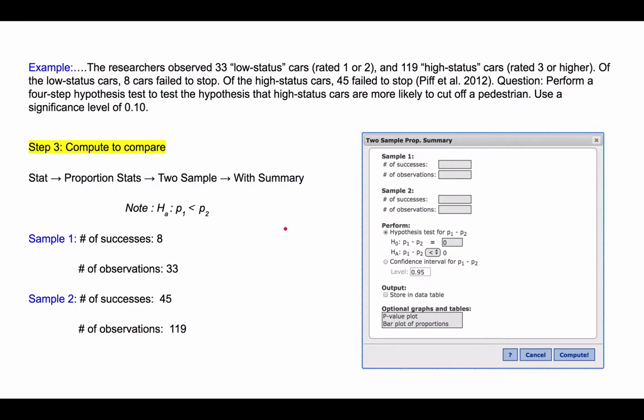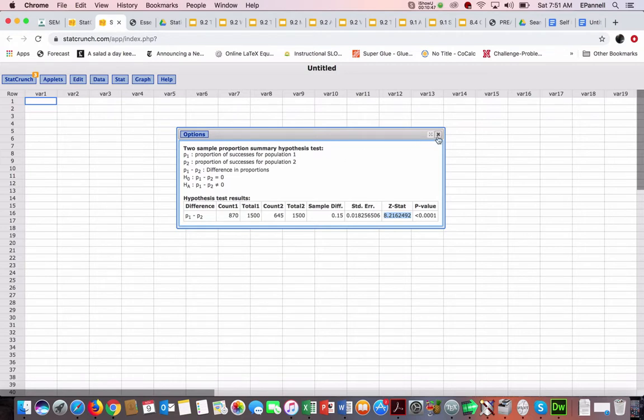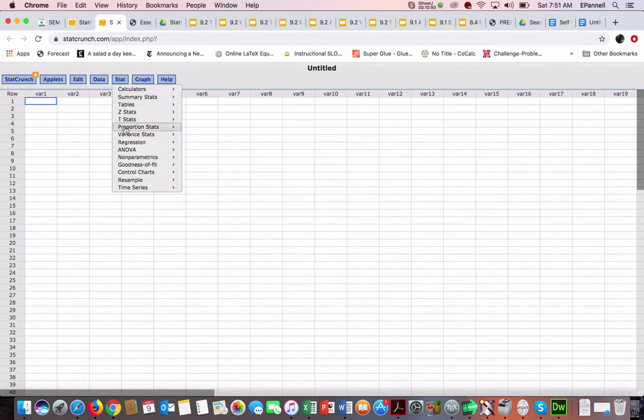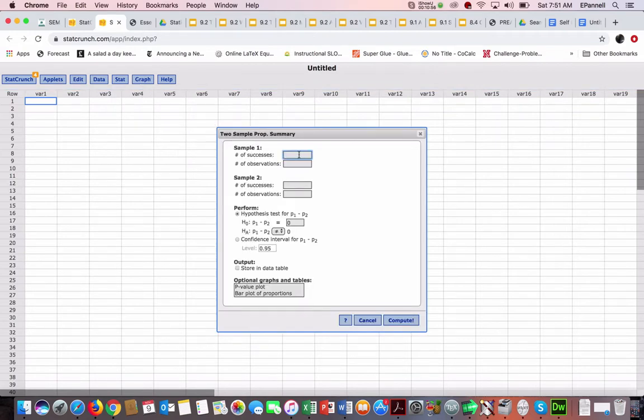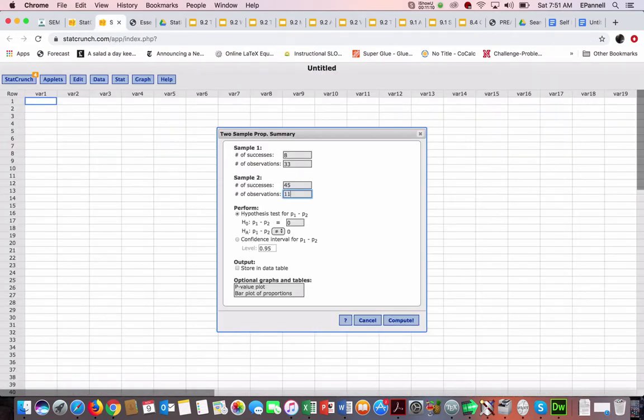Okay, so let's go into StatCrunch and actually plug all this stuff in. So we go, this is from the last video, we go Stat, Proportion Stats, Two Sample with Summary. And we do 8, 33, 45, and whatever that last number was, let's double check, 45 and 119. Okay, and then we don't have to ever change this one for what we're doing right now, but we need to change this box to less than. Okay, and then we're gonna push compute.